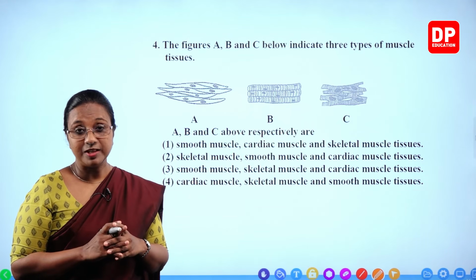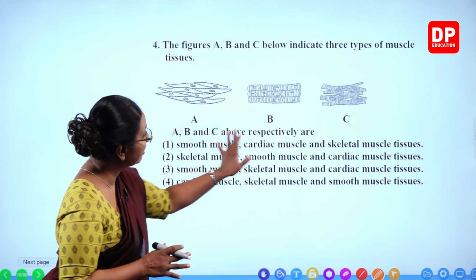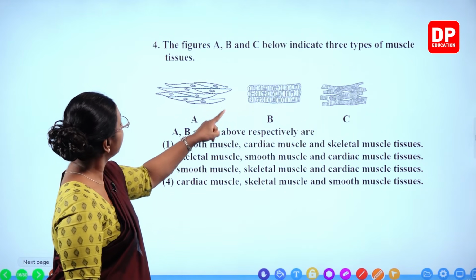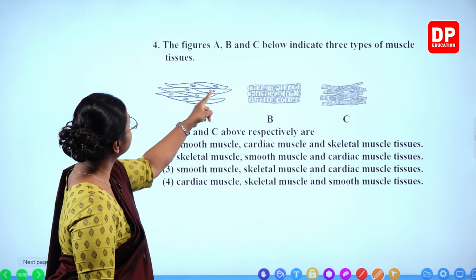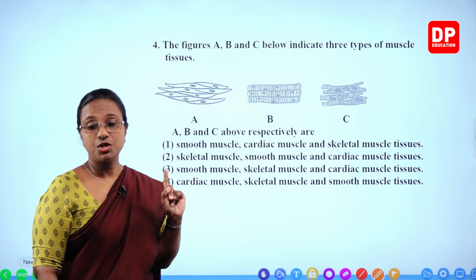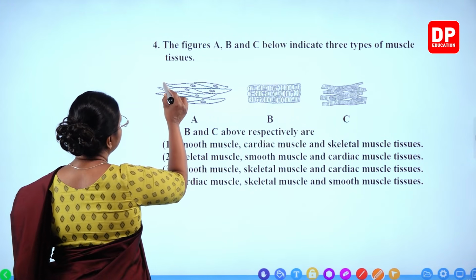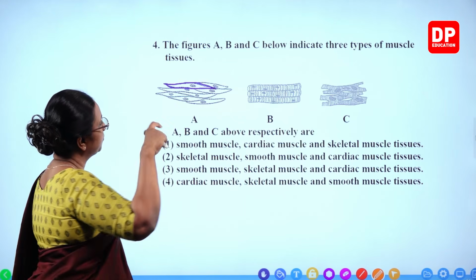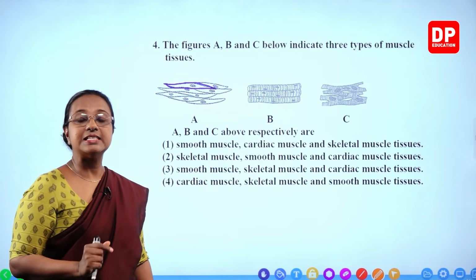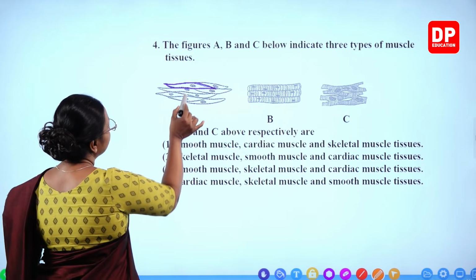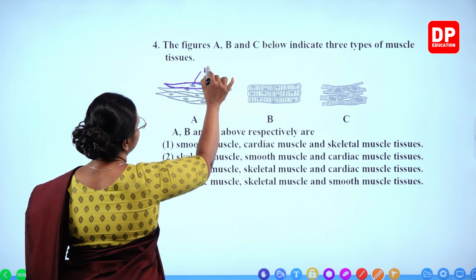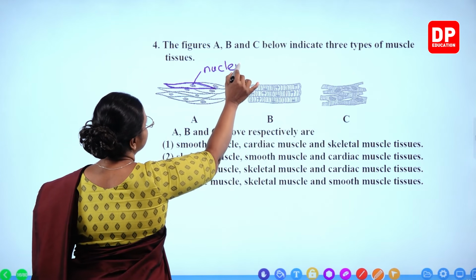You are familiar with the 3 muscles. Here they have given the diagrams. Now look at the diagrams. First one, you can see these are spindle-shaped cells. You all know what spindle shape is. Now when you look at the shape of this one, the middle part is broad and towards the end it is a tapering end. So here you all can see, students, in each of the cell there is a nucleus. Now that is a nucleus you can see.